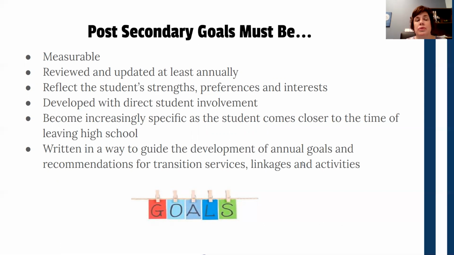Post-secondary goals also need to become increasingly specific as a student gets closer to graduating. Some of the goals can be a little more vague in the beginning, but as they reach their senior year and their graduation is just right around the corner, these goals need to be more specific to address what they want to do. And they need to be written in a way to guide the development of annual goals and recommendations for transition services.